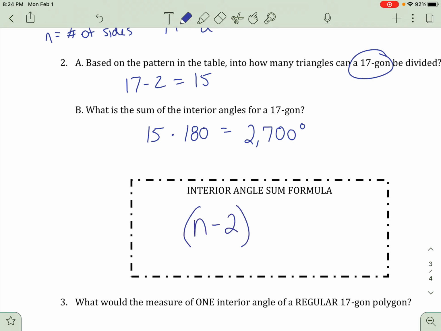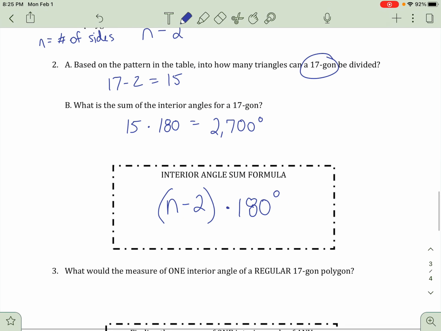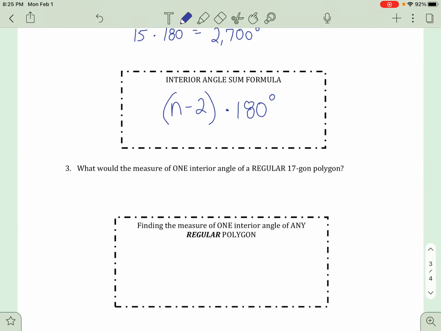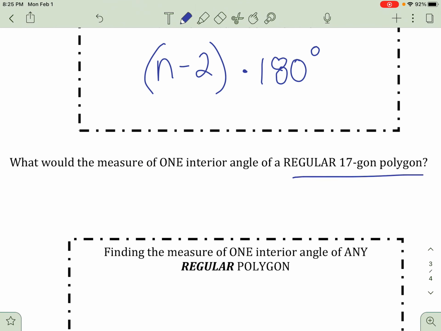So what is the formula to find the total degrees of interior angles? It is n minus 2, so take the number of sides of the shape and subtract 2, that'll give you the number of triangles, and then multiply that number by 180 degrees. So if it's a 24-gon, 24 minus 2 is 22, so it would have 22 triangles. Multiply 22 triangles by 180 degrees.